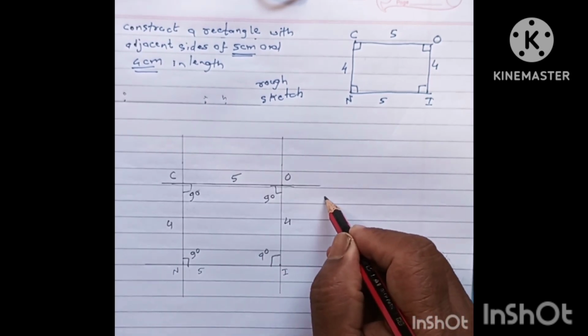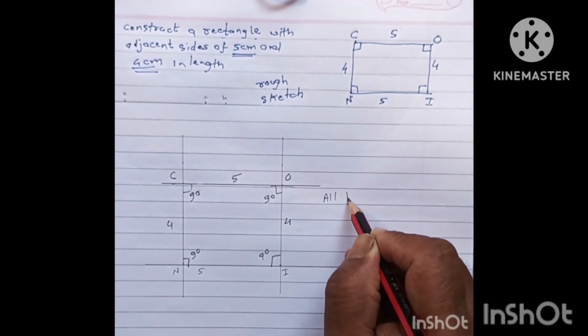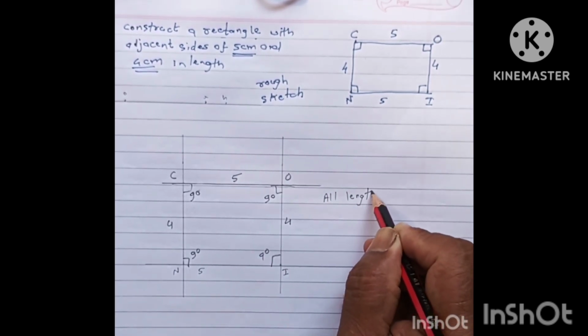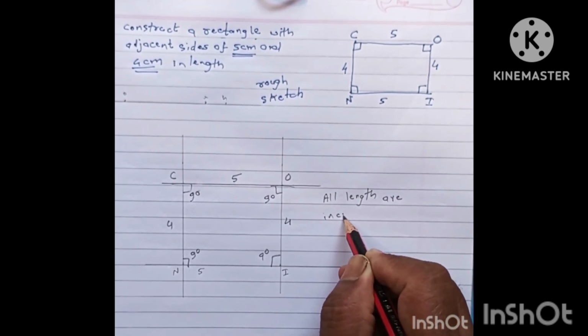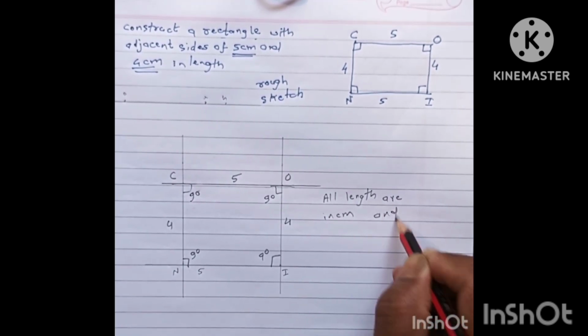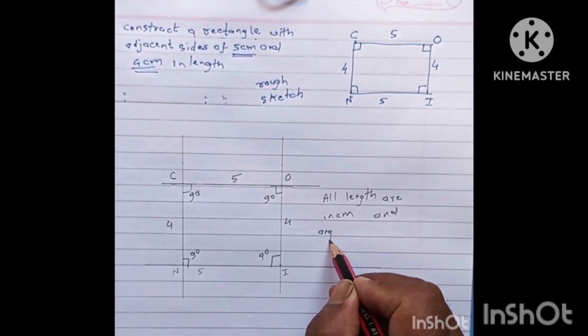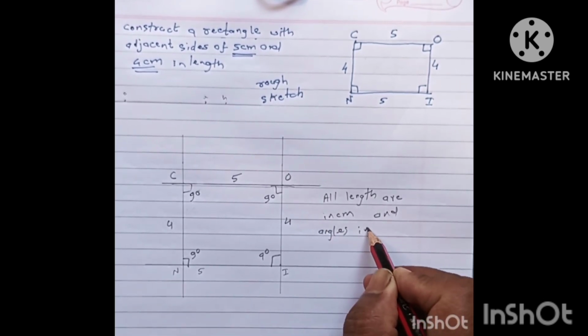Now the units. Okay, so all the lengths are in centimeters, 5 and 4. And all the 4 angles are in degrees.